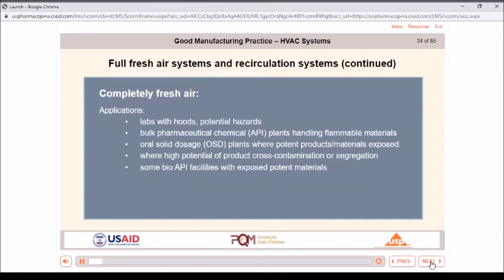Full fresh air systems and recirculation systems continued. Completely fresh air. Applications: labs with hoods. Potential hazards: bulk pharmaceutical chemical, API, plants handling flammable materials, oral solid dosage, OSD, plants where potent products, materials are exposed, where there is high potential of product cross-contamination or segregation. Some bio-API facilities with exposed potent materials.